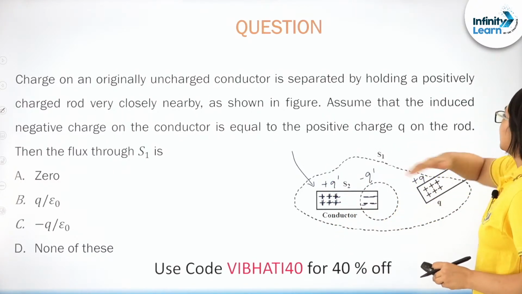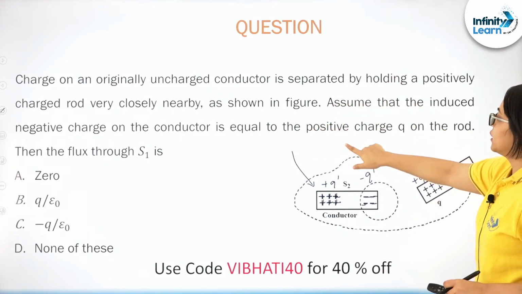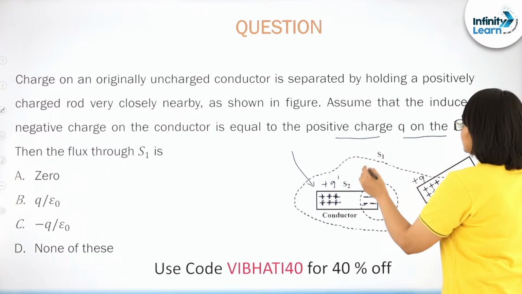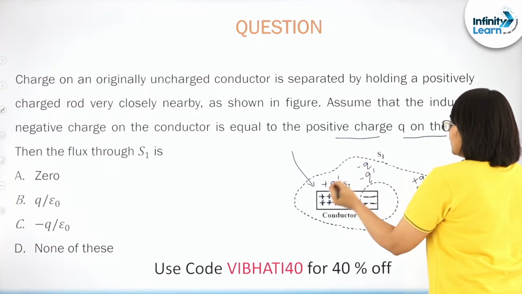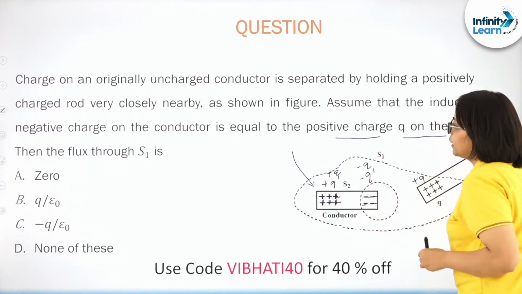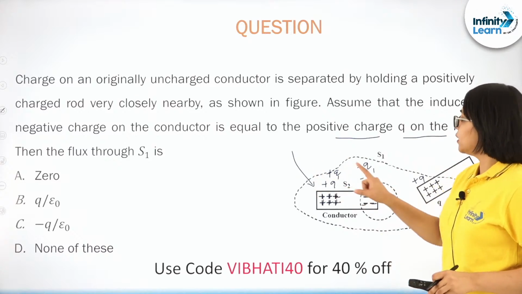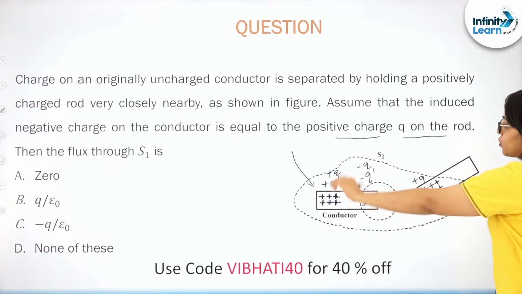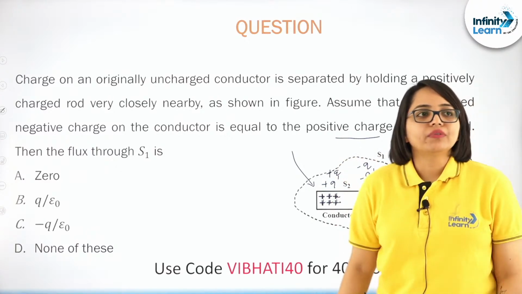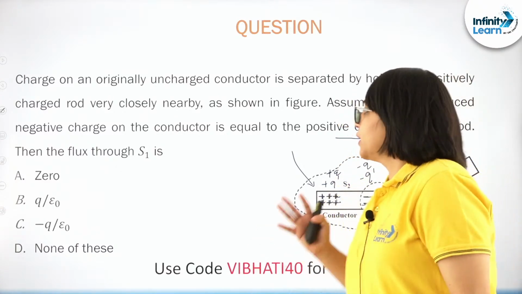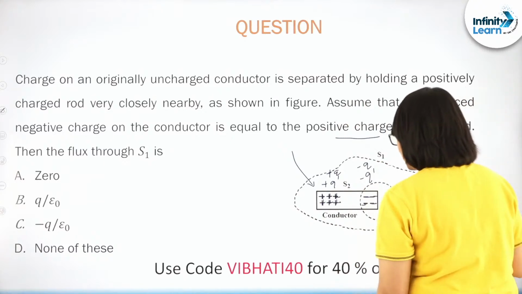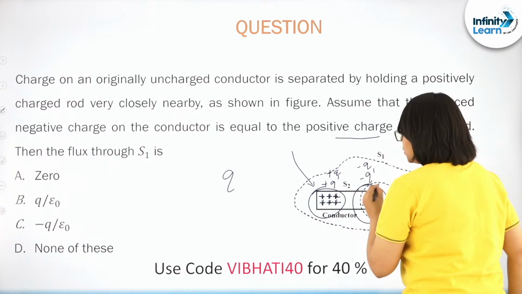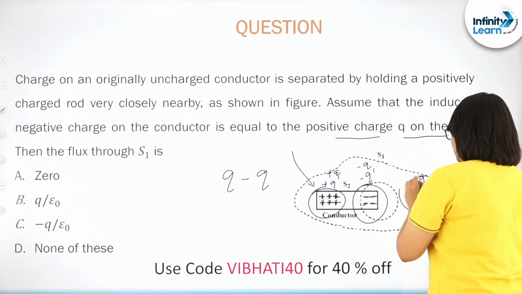आपको बताना है assume that the induced negative charge on the conductor is equal to the positive charge q on the rod. ठीक है, तो बेसिकली minus q dash is equal to minus q और ये आपका हो जाएगा plus q. फाइन, ठीक है. Then total flux through S1, this is your Gaussian surface. ये जो डॉटेड लाइन है that is your Gaussian surface. आपको बताना है what will be the total flux through S1. फटाफट से गाइस, नेट एनक्लोज्ड चार्ज देखिए क्या होगा. Plus q यहाँ डेवलप हुआ, minus q यहाँ डेवलप हुआ, and we have plus q over here.